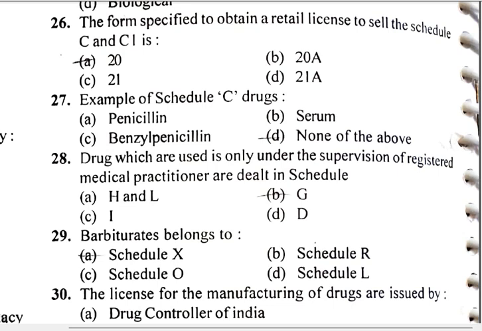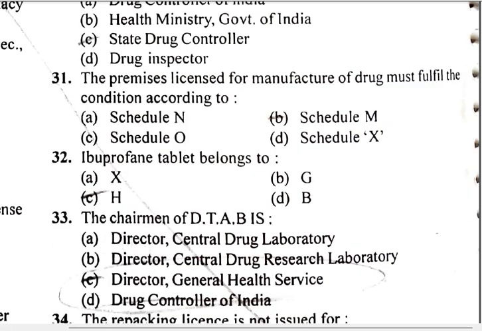Drugs which are used only under the supervision of registered medical practitioner are dealt in Schedule G. Barbiturates belong to Schedule X drugs. The license for the manufacturing of drugs is issued by the state drug controller. The premises licensed for the manufacture of drugs must fulfill the following condition according to Schedule M.